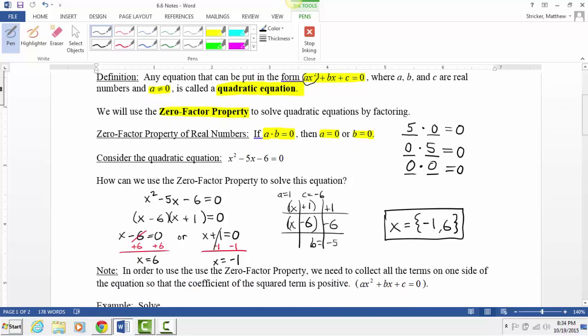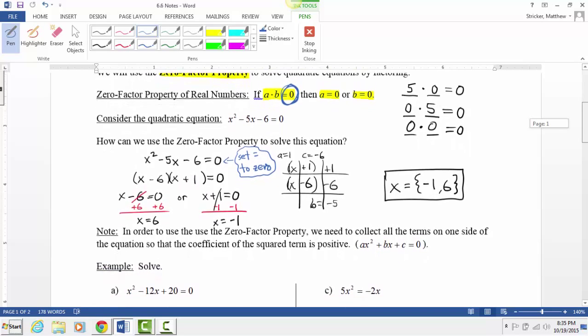Now, a couple things to note here. First of all, in order to use this method, we have to set the equation equal to 0. If it's not set equal to 0, remember in the zero product property right here, it has to be set equal to 0. And then the other thing that has to be true is we have to be able to factor it. Once we factor it, then we set each of the factors equal to 0, and you're going to have your answer.